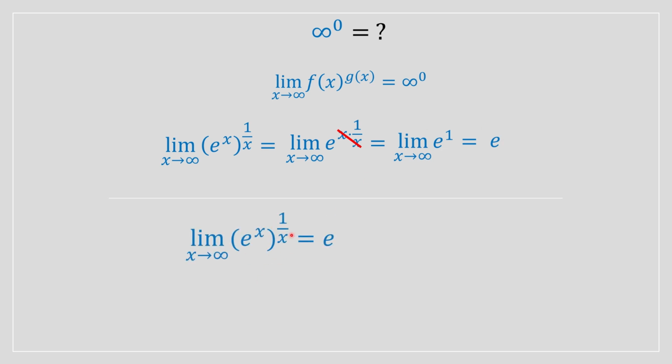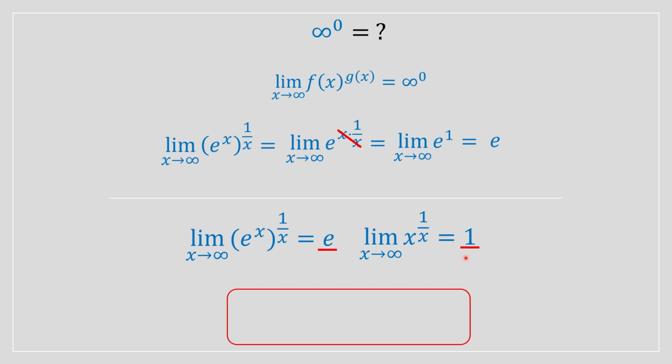Therefore, we've got one set of functions that equals e, and one set of functions that's equal to 1. And as a result, infinity to the power of 0 is inconclusive. It's indeterminate because you've got two different answers using two sets of different functions, all representing infinity to the power of 0. So therefore, infinity to the power of 0 is indeterminate.